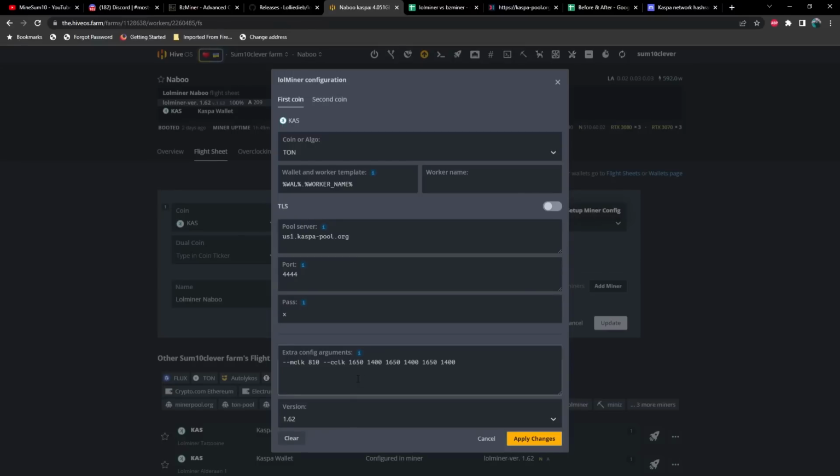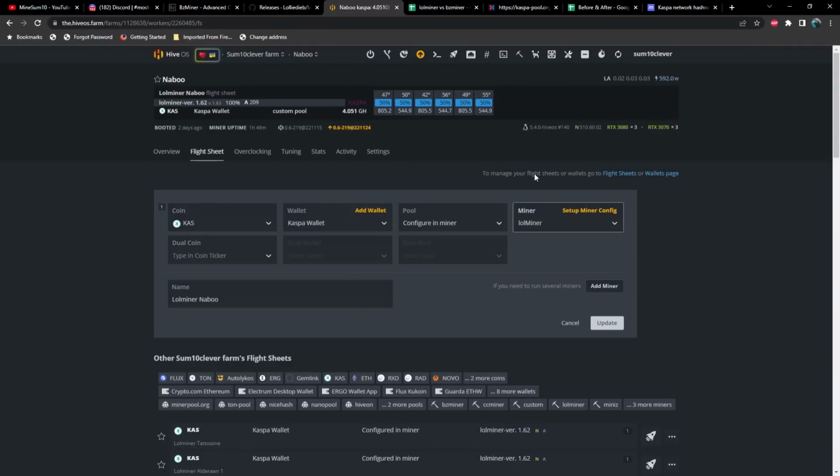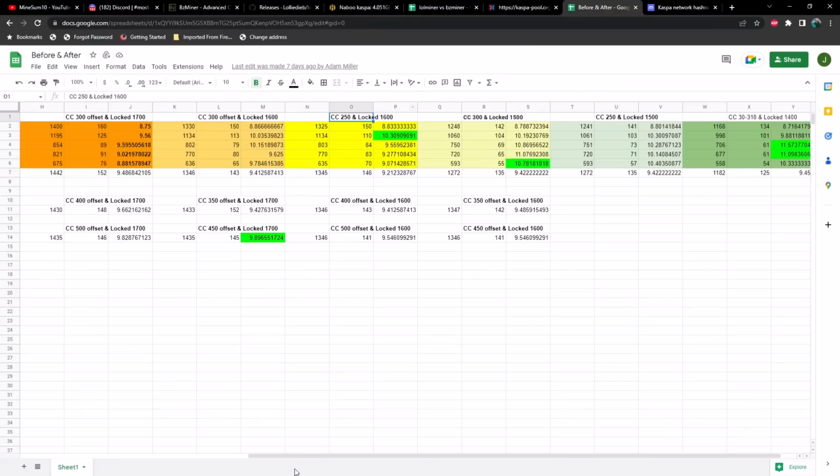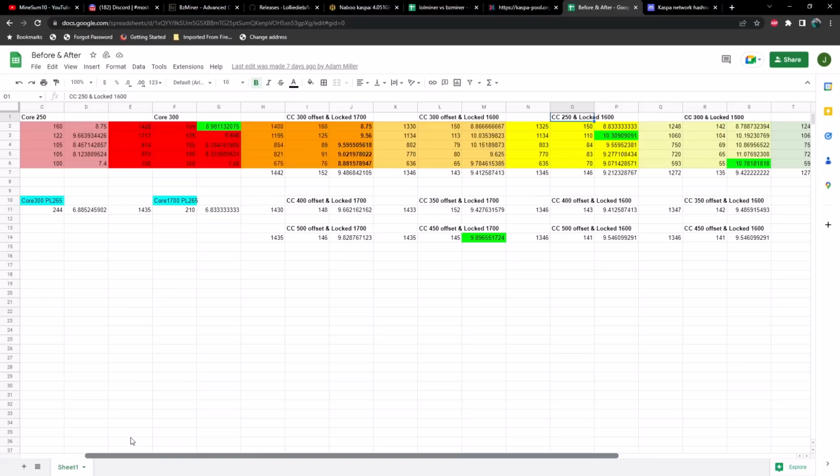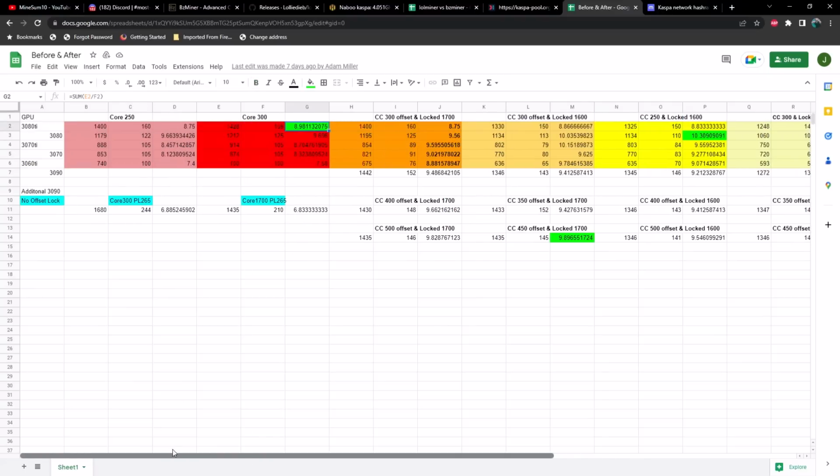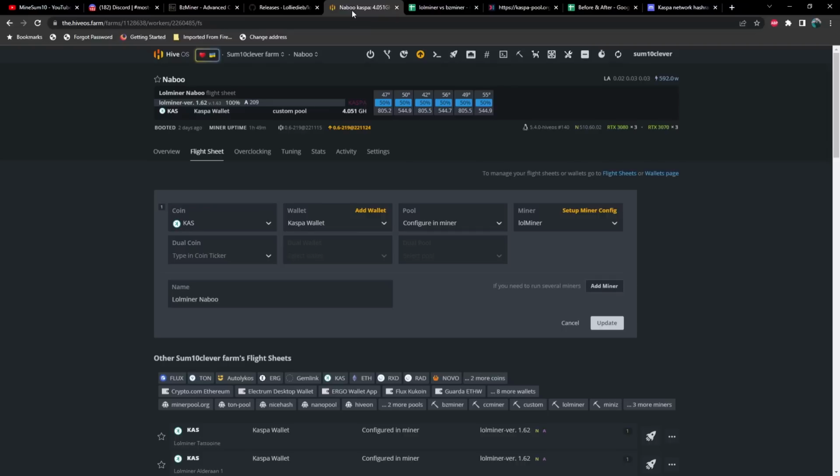So we're setting the 3080s at 1650 and the 3070s at 1400. These are numbers that I'm getting off of a spreadsheet that I made for Radiant overclocks. And I believe I've shared this a few times on the channel, but just taking the most efficient for each particular GPU and plugging them in here.